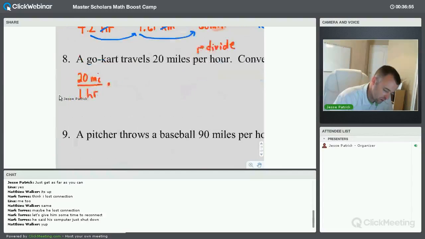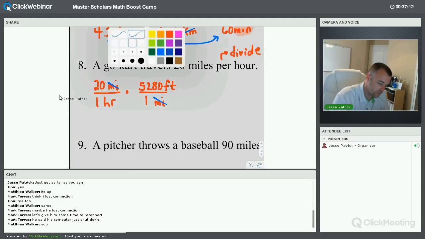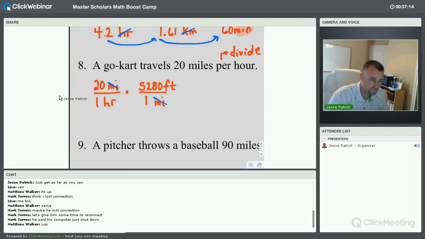So I know I'm going to put miles on the bottom because I want the miles to cancel. And so I know 1 mile is 5,280 feet. So that's my first conversion factor. And again, the nice part here, miles cancel. I'm now in terms of feet, which is what I want.